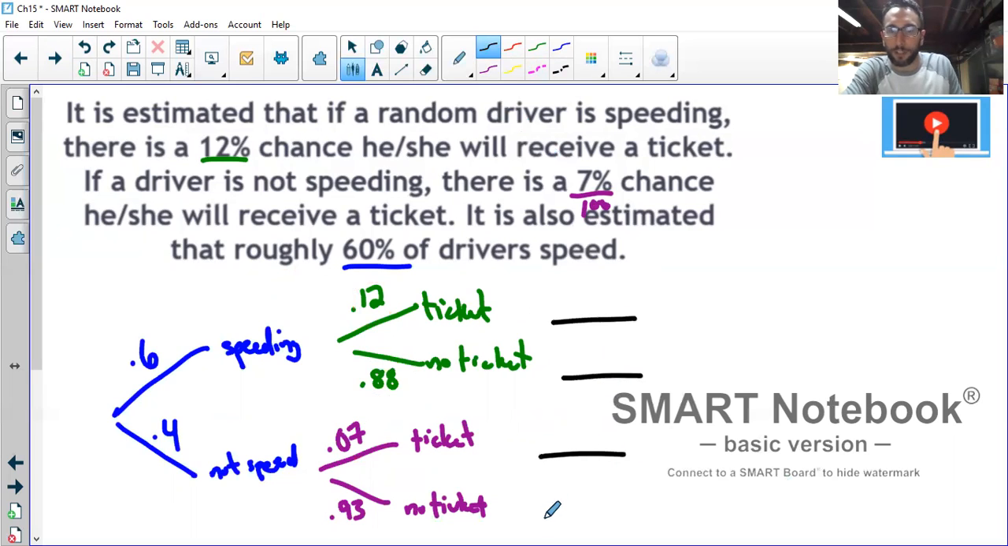All right. So whenever I'm making a tree diagram, I want to find these four far right probabilities. These probabilities on the far right are all "and" probabilities.